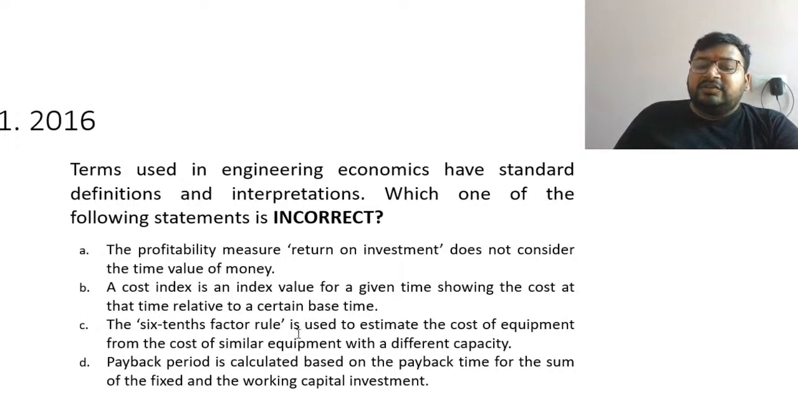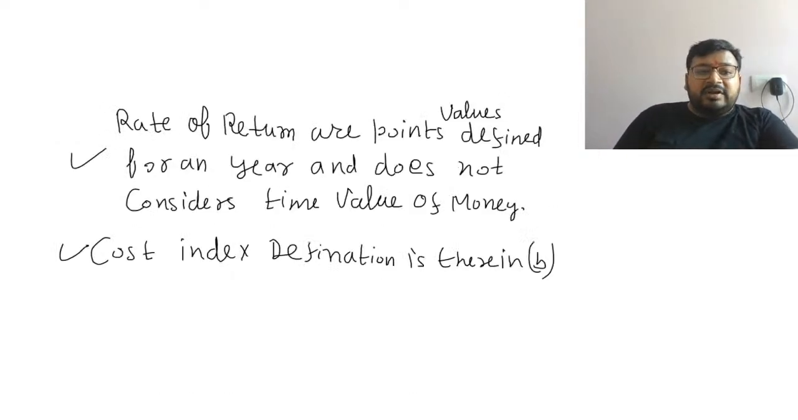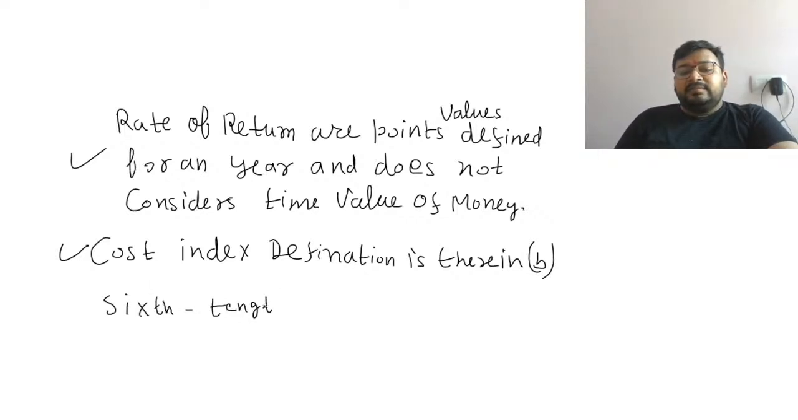The six-tenths factor rule is used to estimate the cost of equipment from the cost of similar equipment with a different capacity. That is also correct, guys. The six-tenths rule definition is being given.